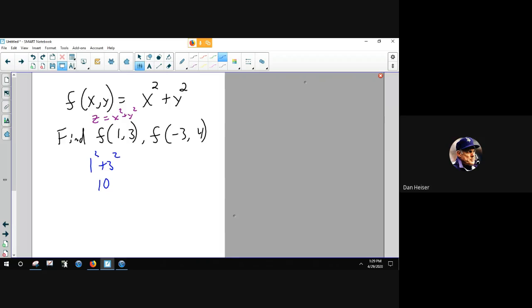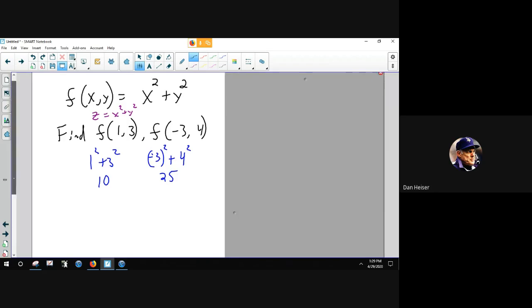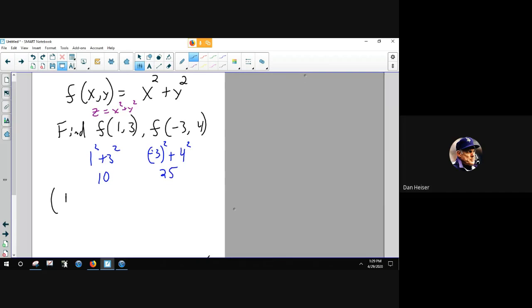f of negative 3, positive 4. Negative 3 squared is 9. Plus 4 squared, we would get 25. So if I were to plot these on a graph, here's my x, here's my y, and I just found a z. Here's my x, here's my y, and I just found a z. That's what an ordered triple looks like.